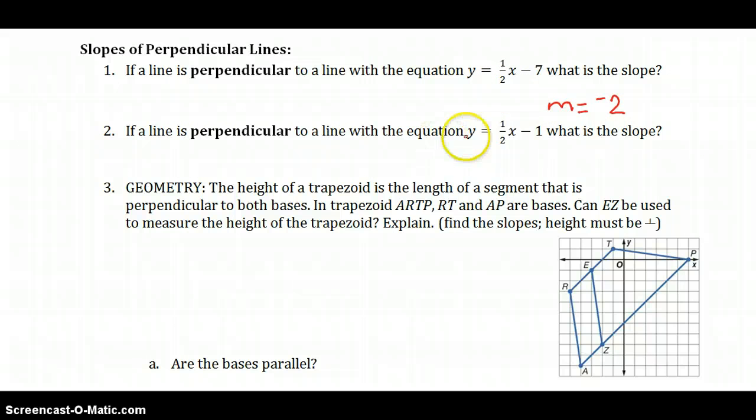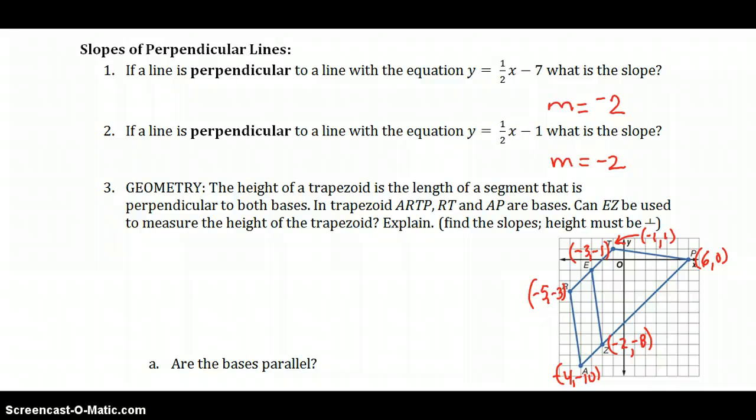If the line is perpendicular to this equation, what is the slope? Well, guess what? It's the same slope, -2. It does not matter that we have different y-intercepts. What matters is that we're looking at slope and we do opposite reciprocal.